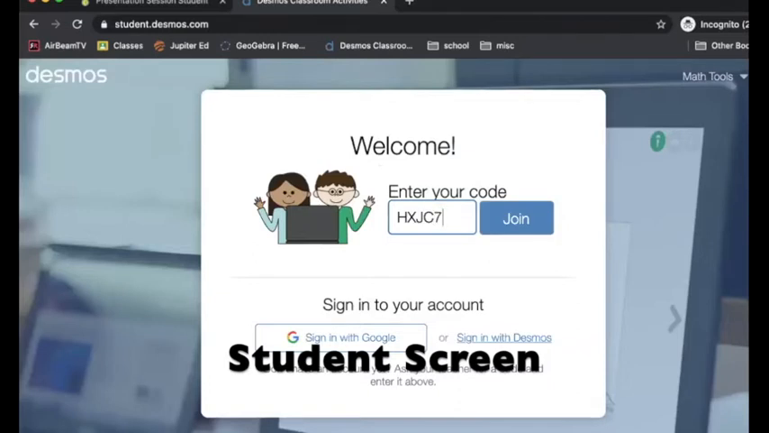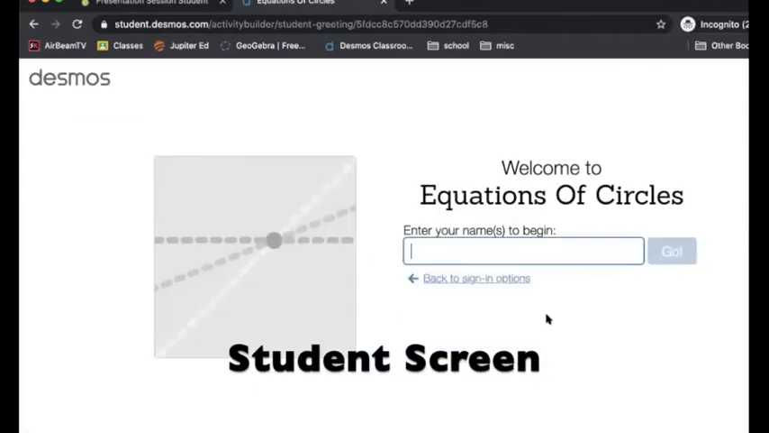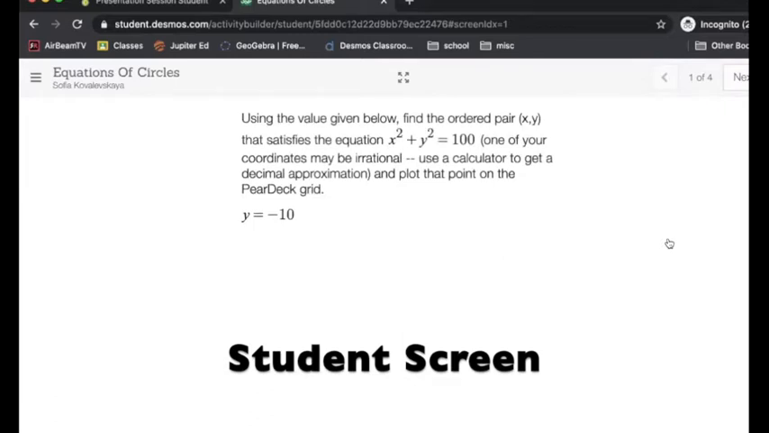After you type in the code, it's going to ask you to type in your name. And after you type in your name, it's going to give everybody a number. And it's either going to say y equals that number or x equals that number. And everyone has a different number.